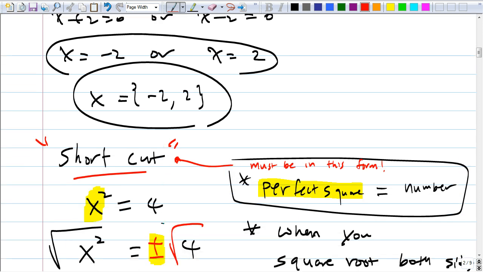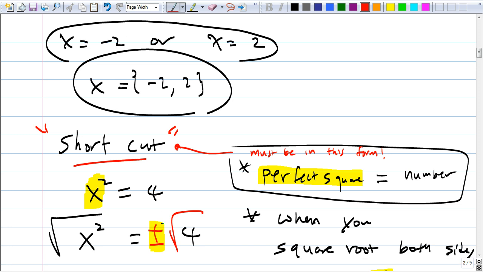There are 2 possible ways for this to be true, right? Because, as you saw, negative 2 times negative 2 still gives you 4, not just positive 2 times positive 2. Does that make sense? So please note that, okay? And it has to be in this form. Okay, write this down. Must be in this form. Which form? You have to have a perfect square equal to some real number, okay?